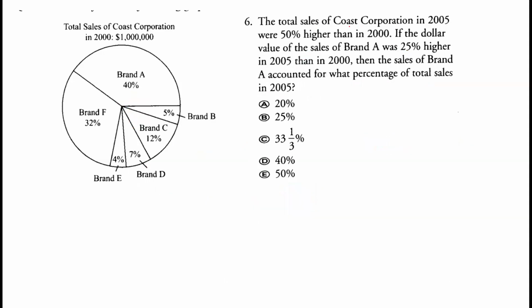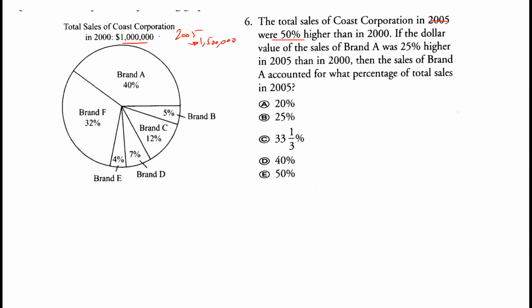Now the total sales of Coast Corporation in 2005 were 50% higher than in 2000. So if in 2000 it is 1 million, then in 2005, 50% of 1 million would be 500,000. So the total sales would be 1.5 million.